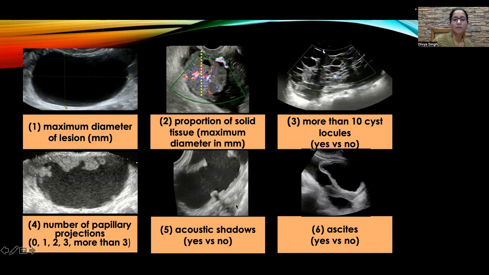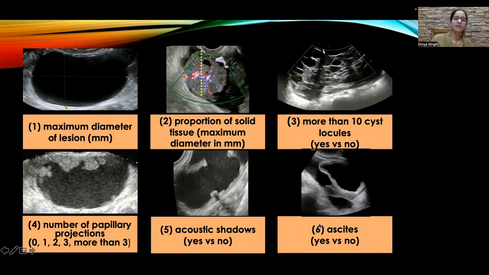Then if you see a solid component, you have to look for acoustic shadowing. As we can see here, this is a papillary projection, and we can appreciate posterior acoustic shadowing behind the papillary projection. So you have to enter whether there is acoustic shadowing or not, because as I said earlier, acoustic shadowing is more indicative of benignity of a lesion. And the presence of ascites. As you can see here, this is the atrophied uterus over a distended urinary bladder, and significant ascites in the pelvis. So whether there is ascites or not.